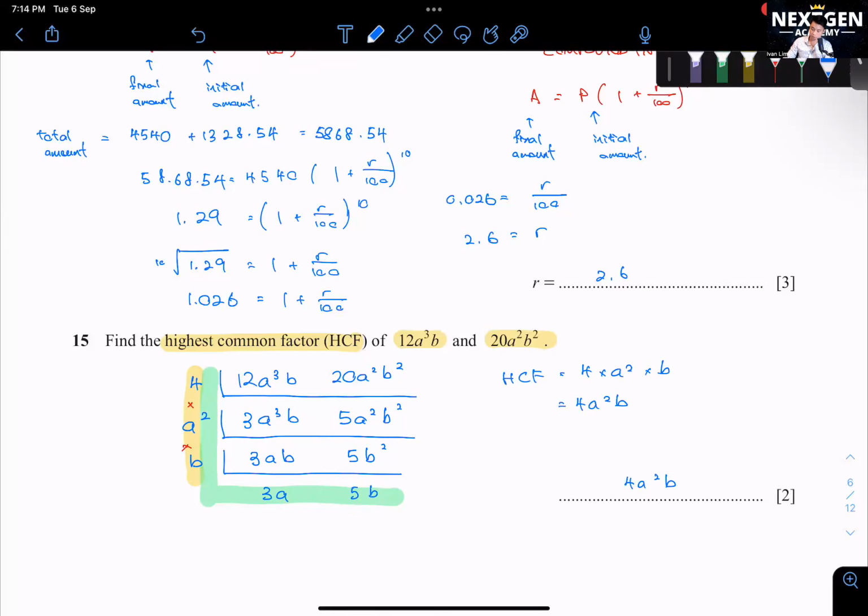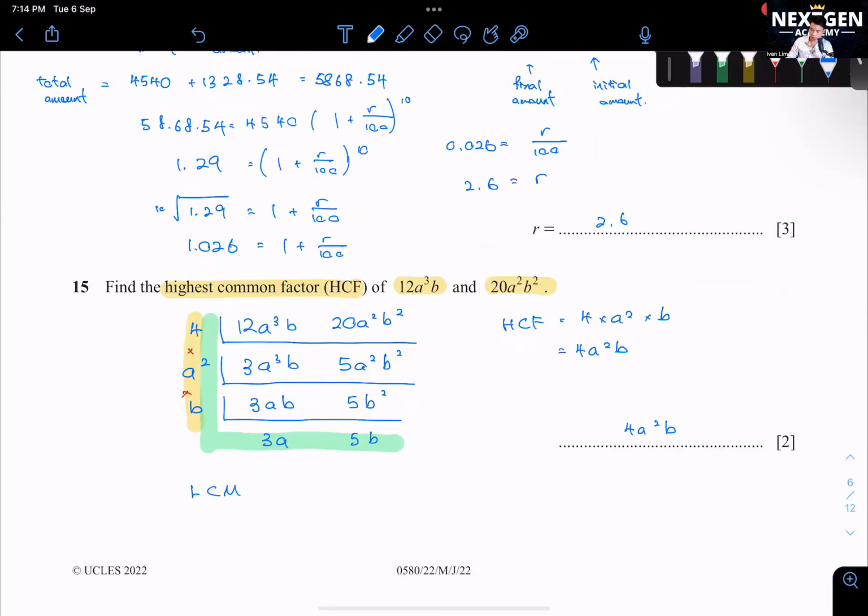Okay, lowest common multiple. Let's just say if another question they say find the lowest common multiple. So you have 4A square B times 3A times 5B. You multiply all of it together. You can write this down just in case they ask you. 60, then A square times A cube, B times B square.